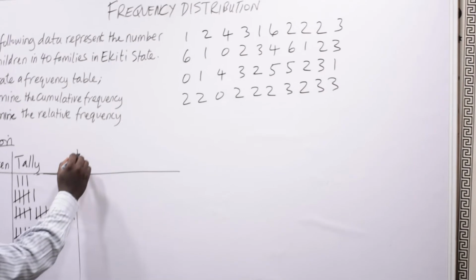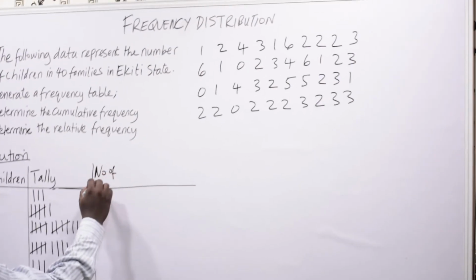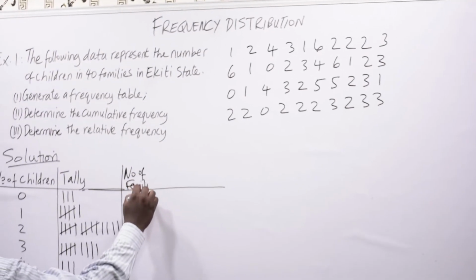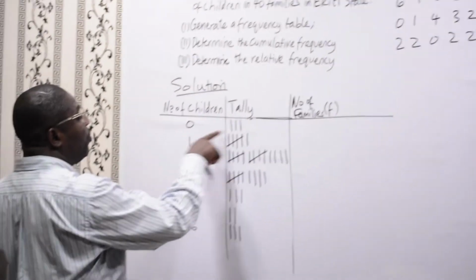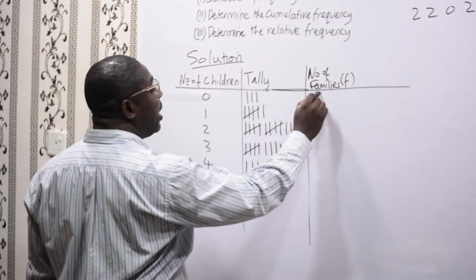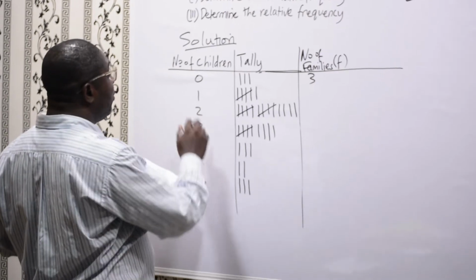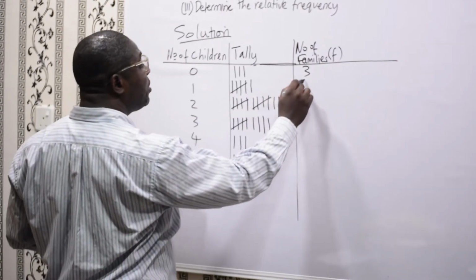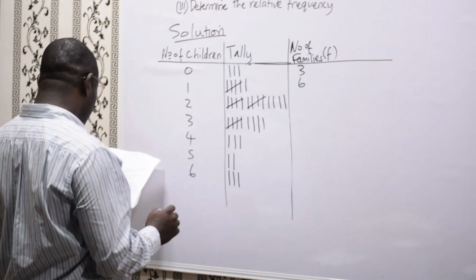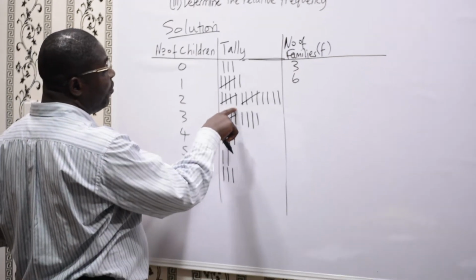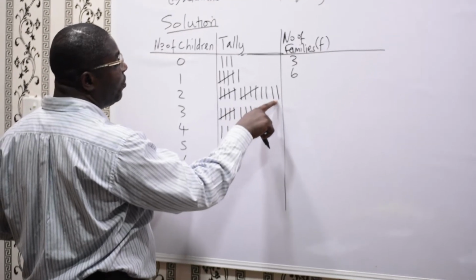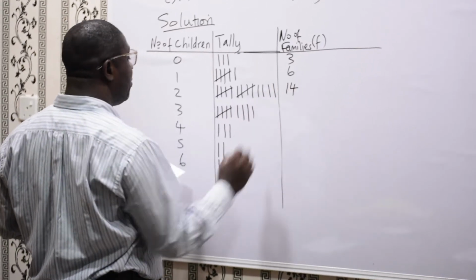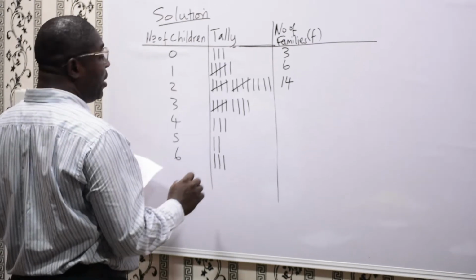Now we're going to have number of families. The number of families here will be our frequency. Alright, so 0 appears 3 times. Then 1 appeared 6 times. 2 appeared, this is 5 plus 5, that's 10, plus 1, 2, 3, 4. That makes it 14.